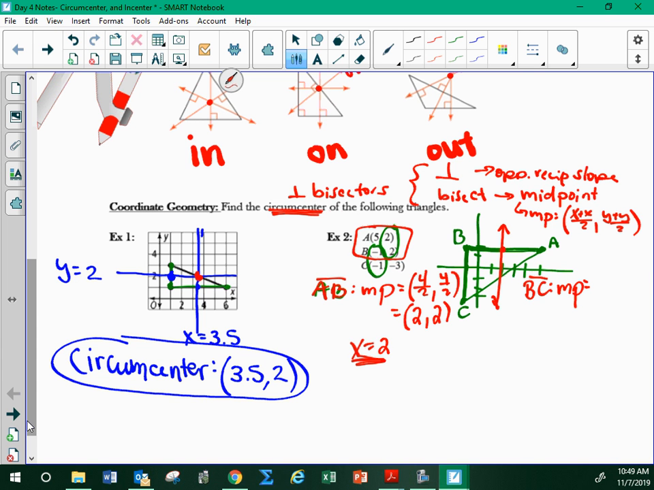Again, my midpoint. Now I'm looking at these values. Negative 1 plus negative 1 is negative 2 over 2. 2 plus negative 3 would be negative 1 over 2. So my midpoint here would be negative 1, negative 1 half. Somewhere around there. Now, my perpendicular bisector is going to be a horizontal line. So what would be the equation for this one? Y equals negative 1/2. Alright, so these are my two perpendicular bisectors. What is the point at which they meet? What's my circumcenter going to be? 2, negative 1/2.